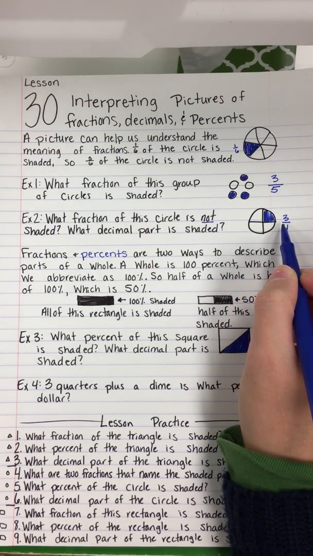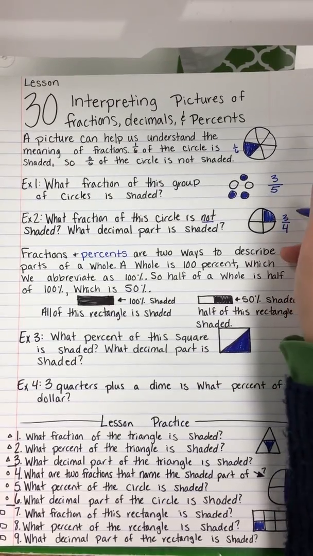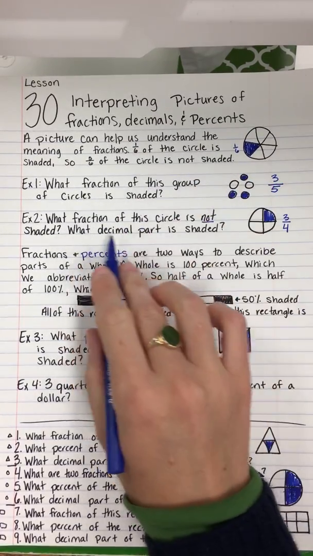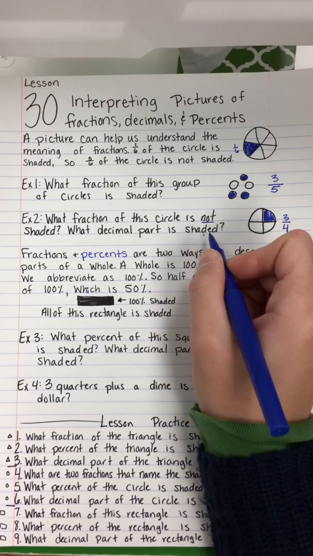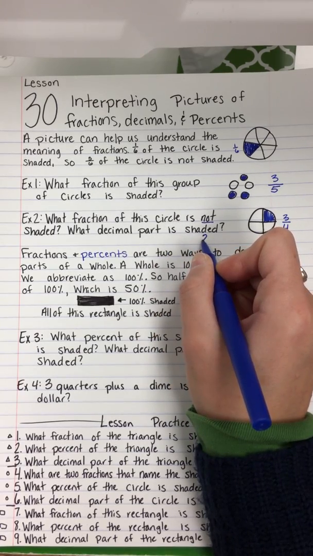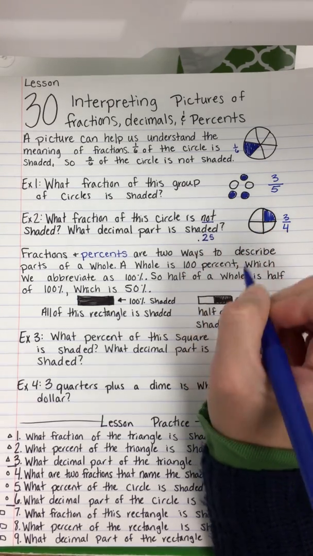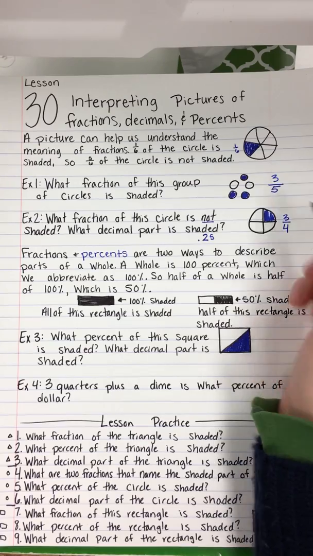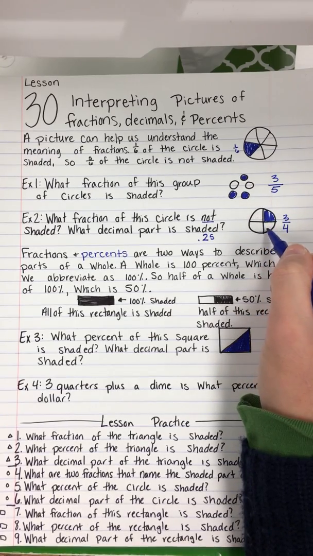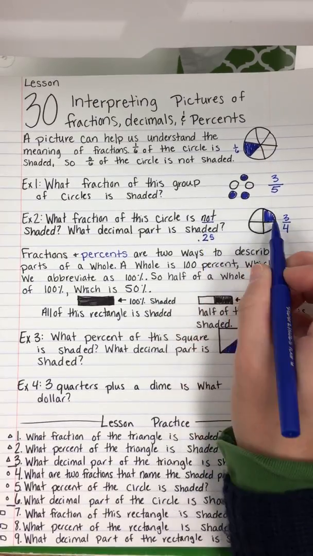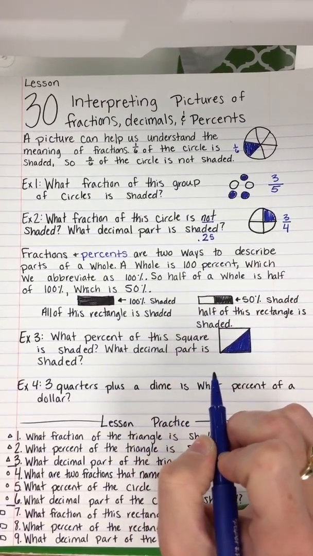And our fraction manipulatives show us that 1/4 is 25%. So what decimal part is shaded? Oh, decimal part, 25%. That's not a decimal though. 0.25, like 25 cents, okay? If this was quarters, 75 cents is not shaded and 25 cents is shaded. So 25 is that decimal point.